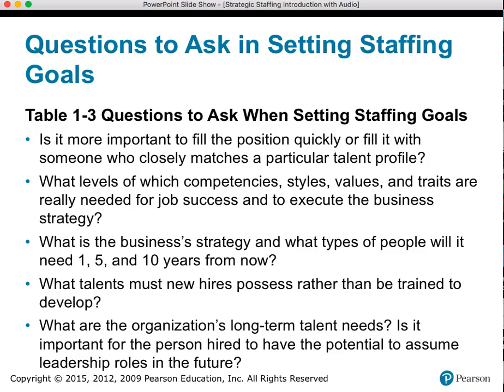We don't want to rush a hiring decision for a CEO or maybe even for a key marketing manager position in a certain region where the right person is going to make a difference with the success of the company. So we need to know, these key questions are really good baseline questions to be asking when you're developing your staffing goals for the company.